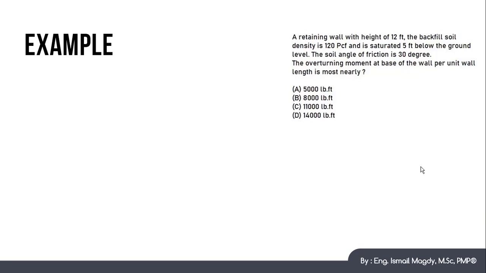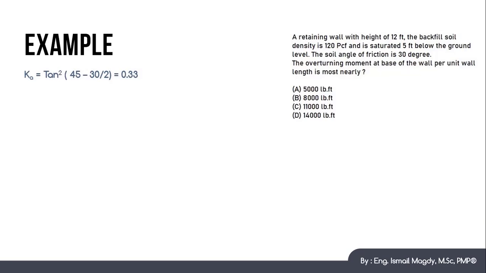So let's check this example. We have a retaining wall with height of 12 feet. The backfilling soil density is 120 pounds per cubic foot. It is saturated 5 feet below the ground, and the angle of internal friction is 30 degrees. We want to calculate the overturning moment at the base of the wall per unit length.